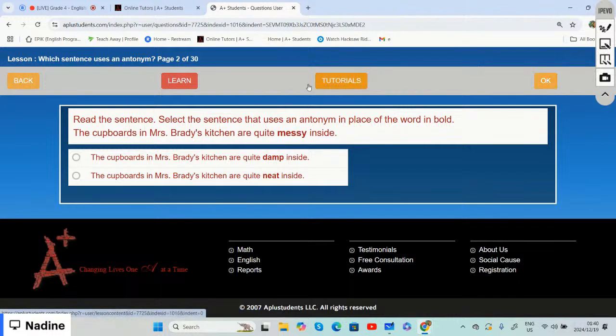The next one says, the cupboards in Mrs. Brady's kitchen are quite messy inside. So messy. What is the opposite of messy? Is it option one, damp, or option two, neat? We need to choose the correct one. Messy or damp or neat.